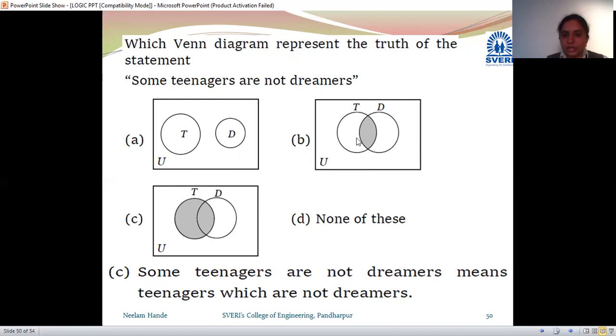So here, this is the intersection, but here all the teenagers are not covered. So we have to cover all the teenagers, but some of them should not be dreamers. So the correct one is this. The teenager set is covered here, so these many are not the dreamers. Some of them are dreamers, but some of them are not. So this is the correct one. Option C.